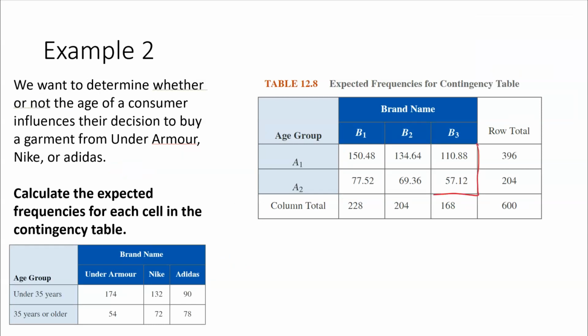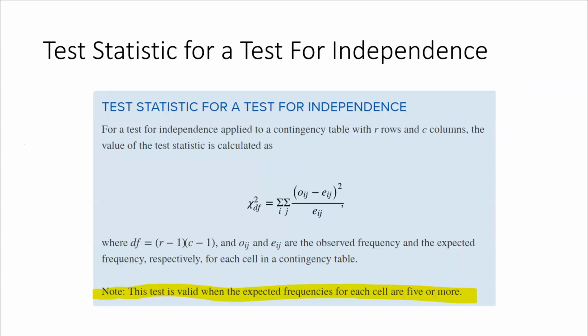These are the expected frequencies, and that's how you calculate them. Now that you have your expected frequencies, we're going to use the test statistic here. And so this is really similar. A couple things are different. Our degrees of freedom is going to be calculated by taking the number of rows minus 1, times the number of columns minus 1. And then we're still going to do O minus E squared divided by E, so we can still use our same column headers. And again, our expected frequencies need to be 5 or more for it to be valid.